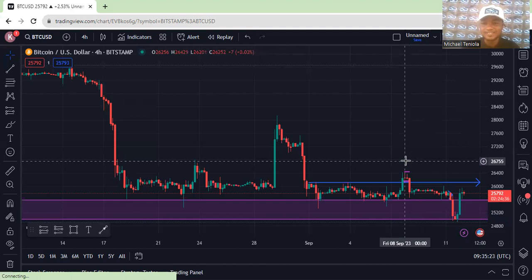So on the daily chart, the big bull is in control of the market trend. And on the H4 chart at the moment, the big bull is also in control of the market trend.